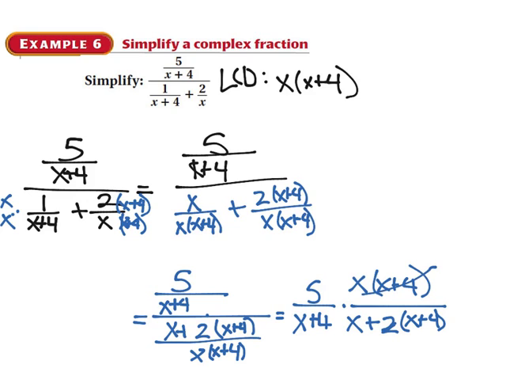and the x plus 4's cancel, and we're left with 5x, and on the bottom we can add that up, okay? So 5x, and then this is actually 2x plus 8. And so then that would just be 3x plus 8. And that is your answer.